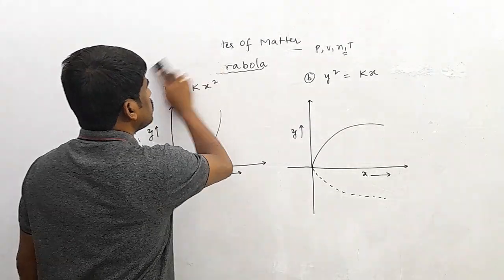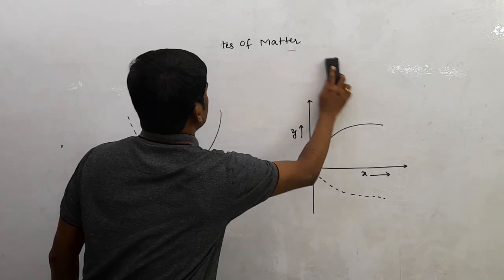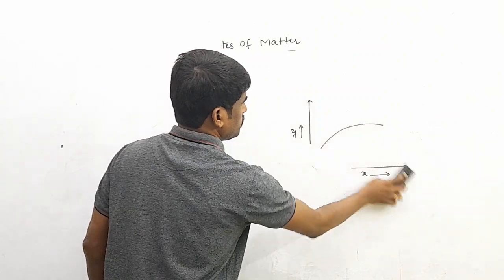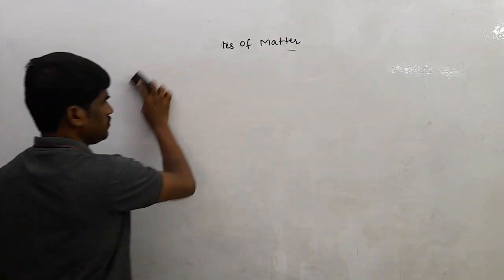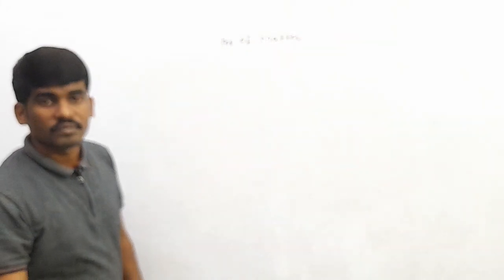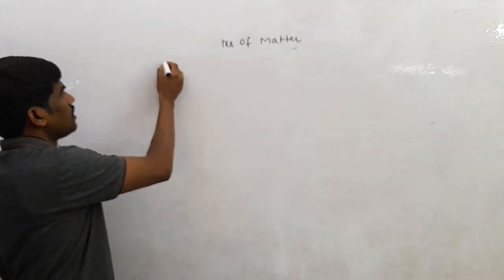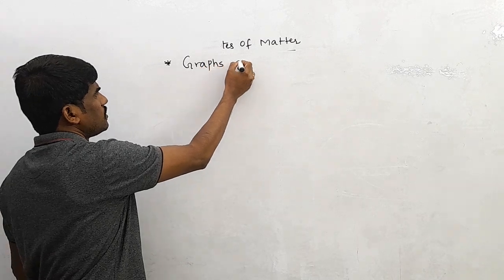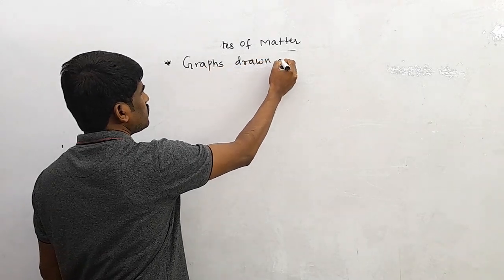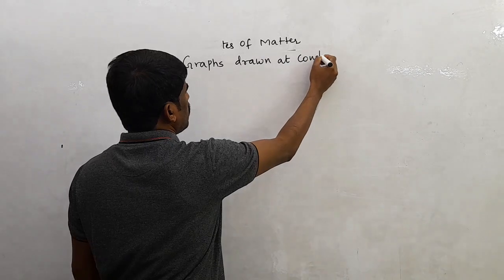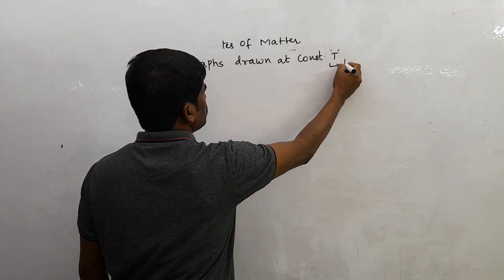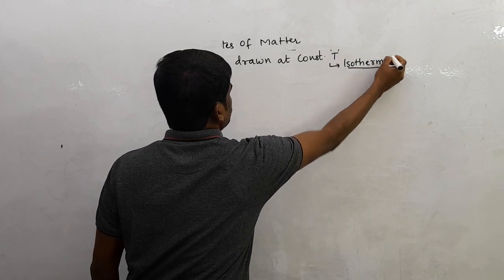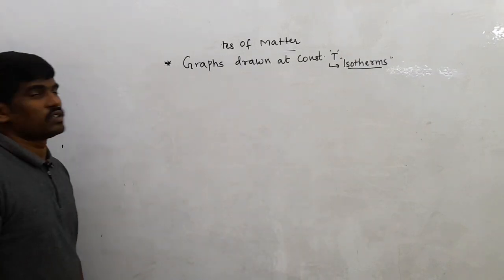Let us discuss various graphs. Actually, graphs drawn at constant temperature, those graphs are called isotherms.